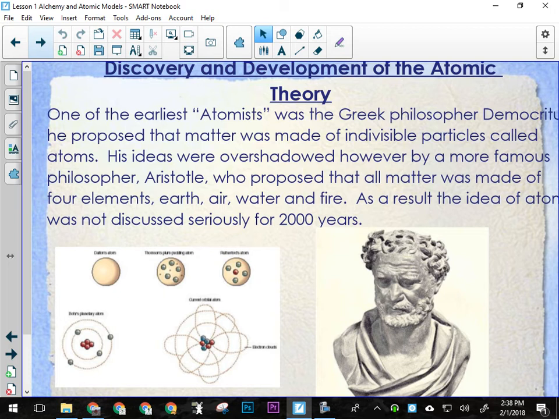It wasn't all bad for Democritus. He was right, not that they found out until like 2,000 years later. But also, he came up with something else that was also pretty good. What do you suppose it was?